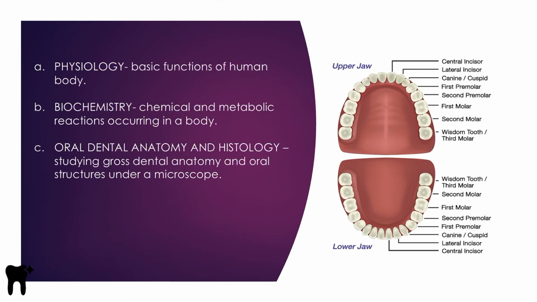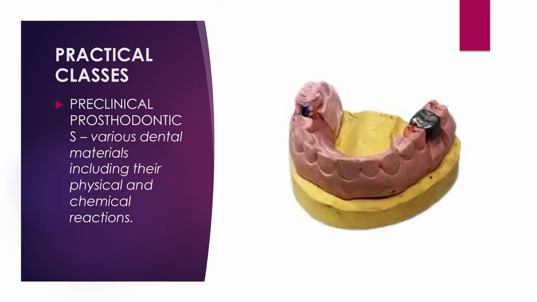In dental anatomy, we study gross dental anatomy of each teeth. That includes the shape of teeth, number of teeth, structure of each teeth, surrounding structures in the oral cavity.